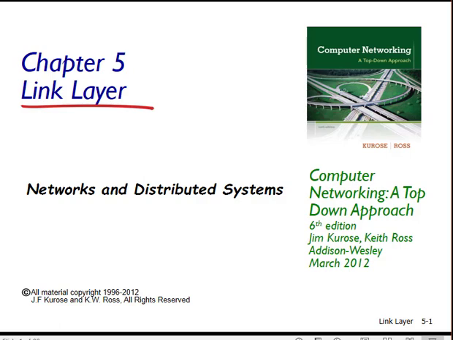Welcome back to our course, Networks and Distributed Systems, based on the textbook Computer Networking, a Top-Down Approach by Jim Kurose and Keith Ross. We're in Module 5, which is covering the link layer of the TCP/IP model. In our last lesson, we had just concluded discussing Ethernet and switches. So why don't we pick up where we left off?